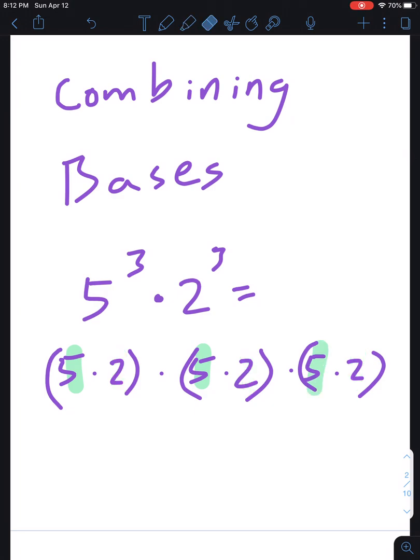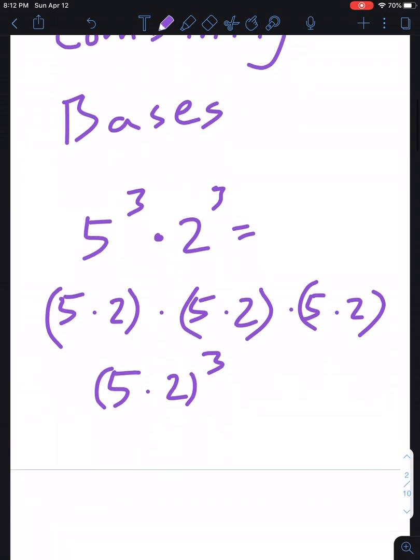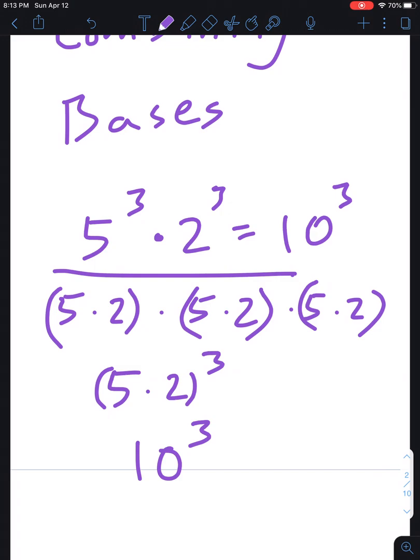So what we've got now is 3 groups of 5 and 2, right? So we've got 5 times 2 to the third power, okay? Who can tell me what 5 times 2 is? Oh, nobody, because I'm talking to an iPad right now. But anyway, 5 times 2 is just 10. So this is going to be the same exact thing as 10 to the third power. Okay? Now this works here because the exponent's the same number. So there's the same number of 5s as there are 2s. So we can group those together and we'll be all right.